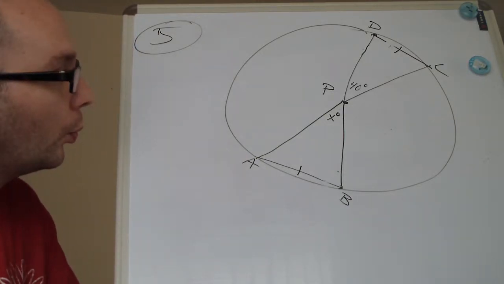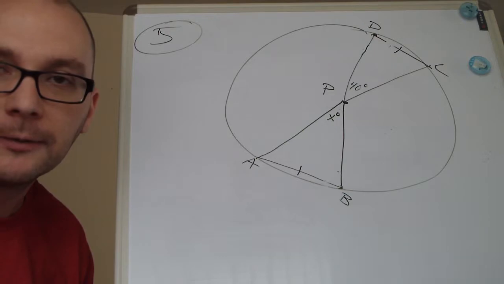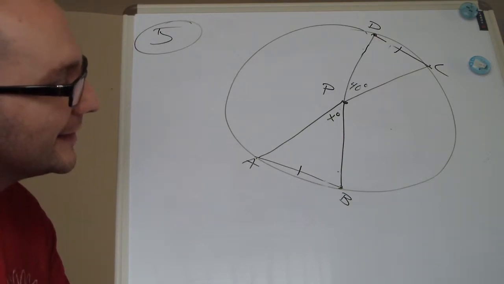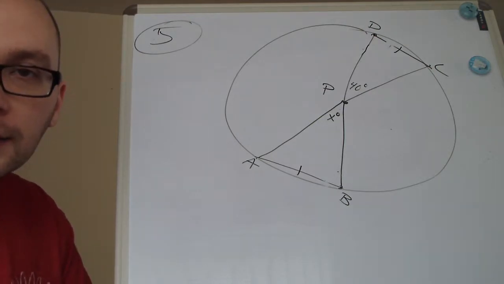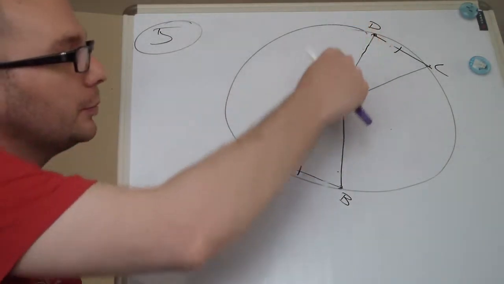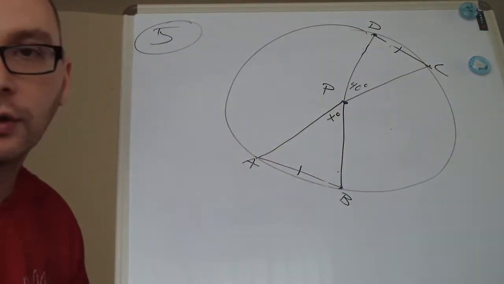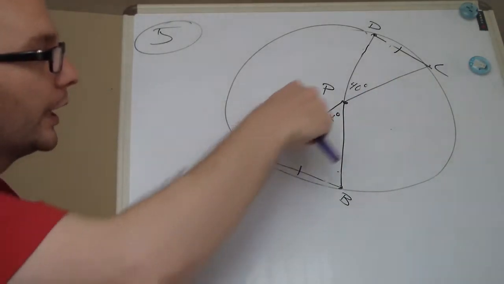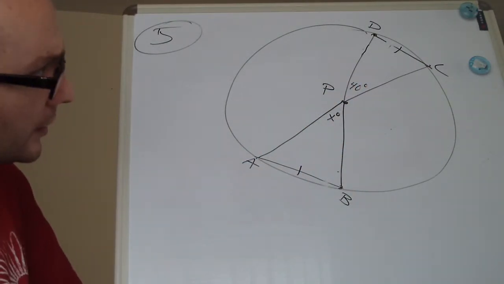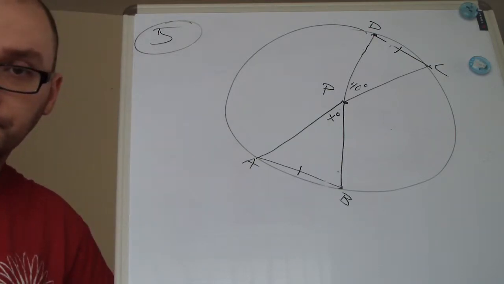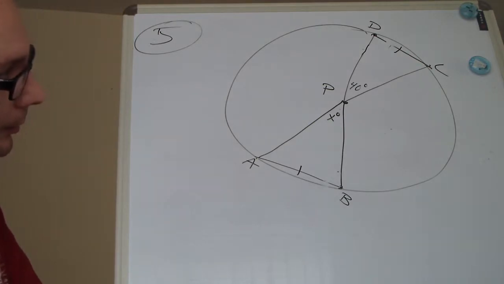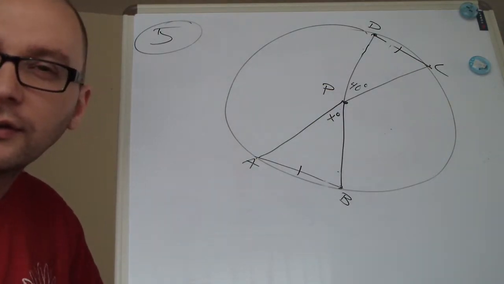So what's described here is we have a circle P that has two secants. The secants are DC and AB, and the secants are congruent. And one of the angles, this angle DPC, is 40 degrees. And we're asked to find what angle APB is. And this is actually a pretty simple problem if you understand some of the theorems involved in the secants and tangents of circles.